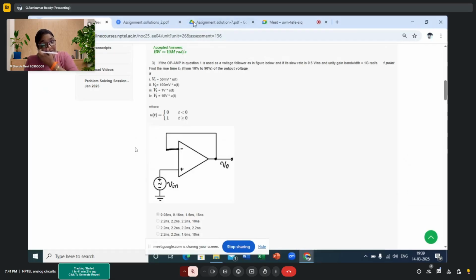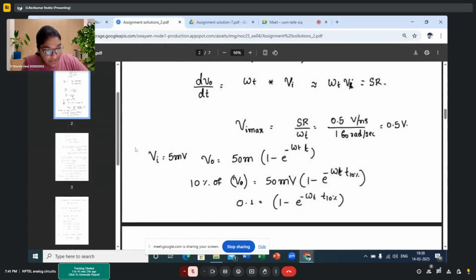Okay, so let's analyze the first one only. So 50 millivolts into u(t) is the Vi. Okay, 50 millivolts, 10% is nothing but 5 millivolts, right, madam? Yes. Then why do they consider 5 millivolts? They are asking for the output rise time for the output signal. So I did not understand this step, madam.